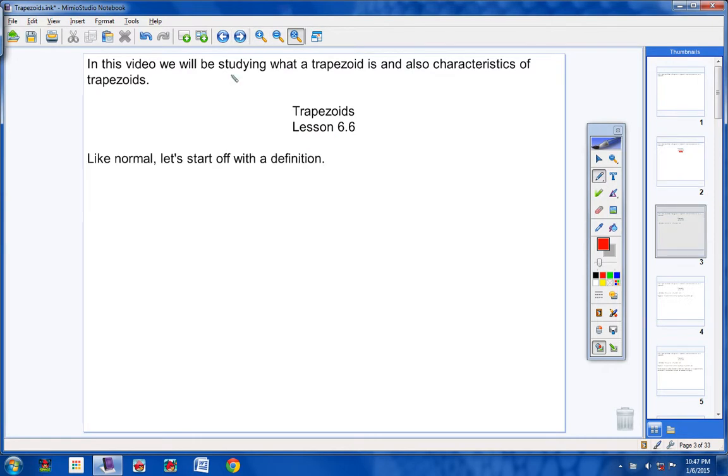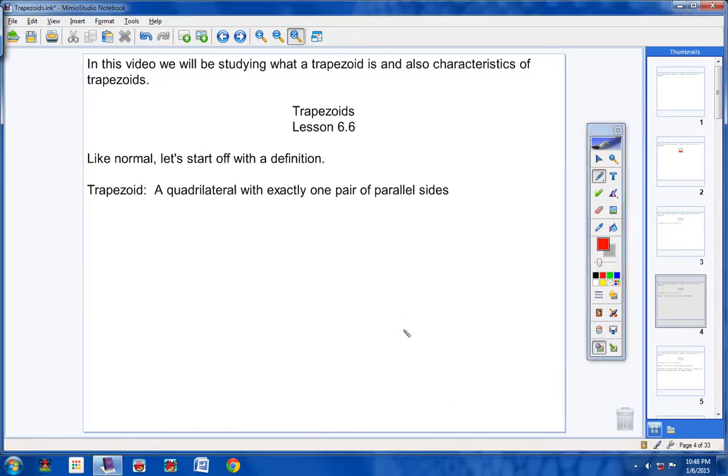Now, as we continue on, like normal, let's start off with a definition, okay? You are responsible for this definition, so please take some really good notes and copy this definition in your notes. A trapezoid is a quadrilateral with exactly one pair of parallel sides, okay? I'll pause a second while you copy that in your notes. A trapezoid is a quadrilateral with exactly one pair of parallel sides. Only one pair. It would look something like this.